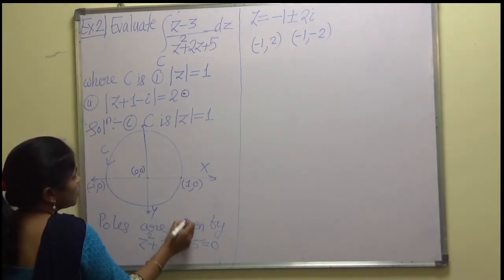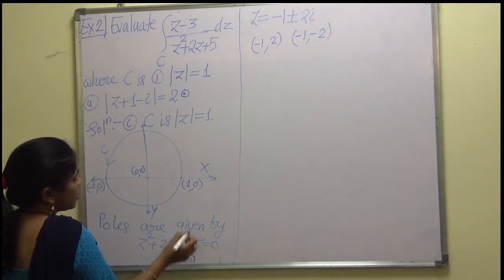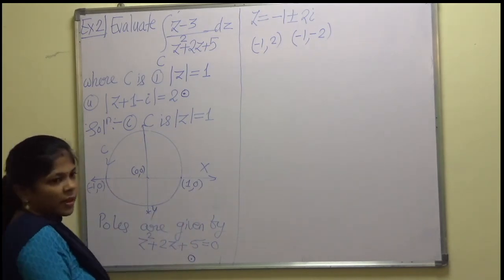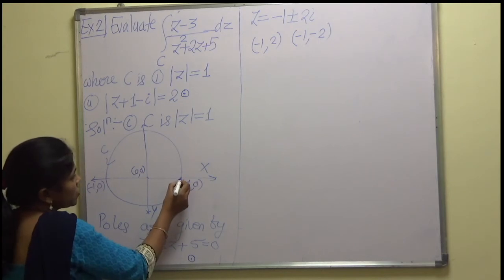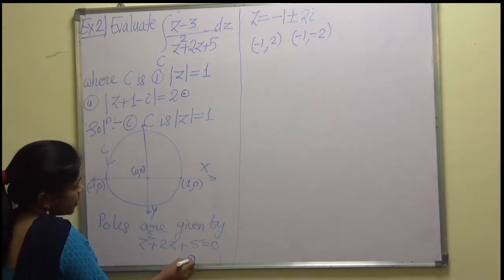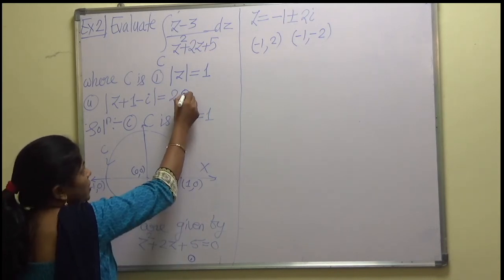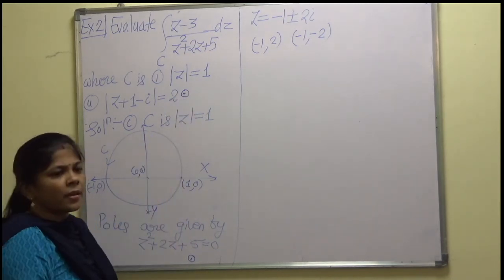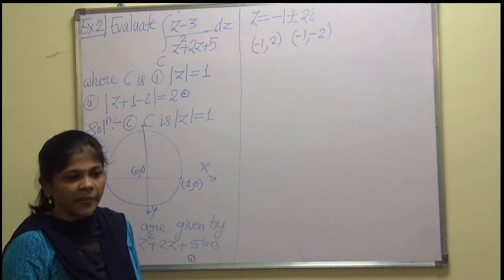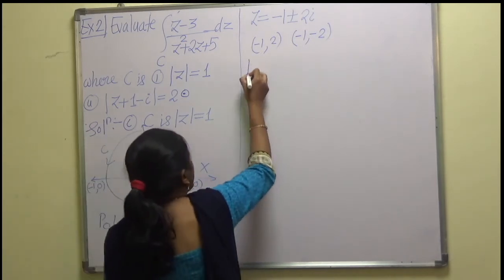Here also, please bear with me. The x coordinate is minus 1, the y coordinate is double of this, so it falls somewhere over here. So what you will find is that these poles lie outside. So both the poles lie outside.